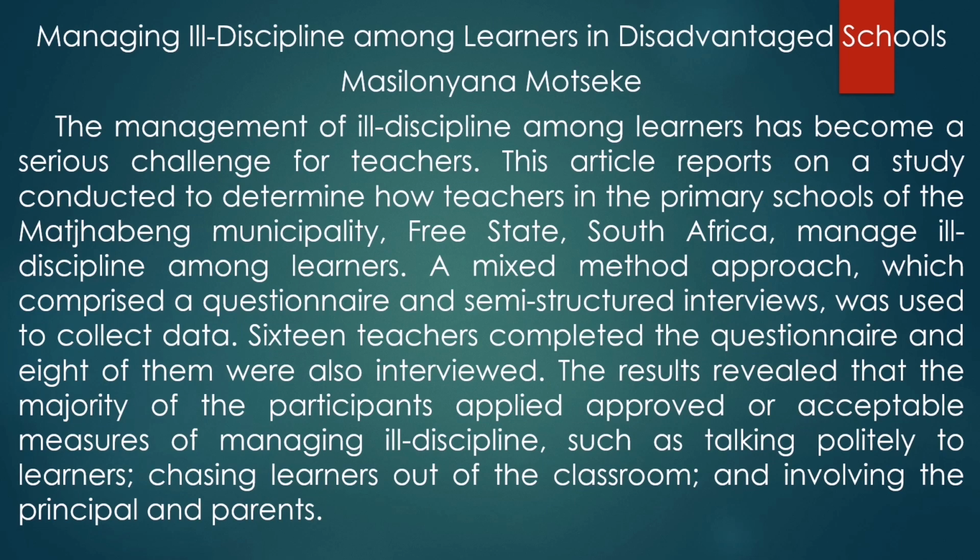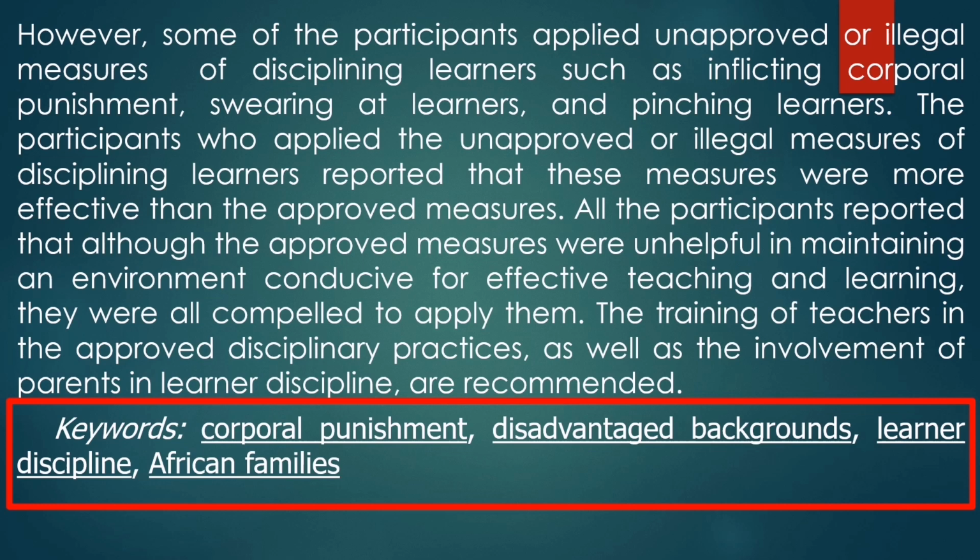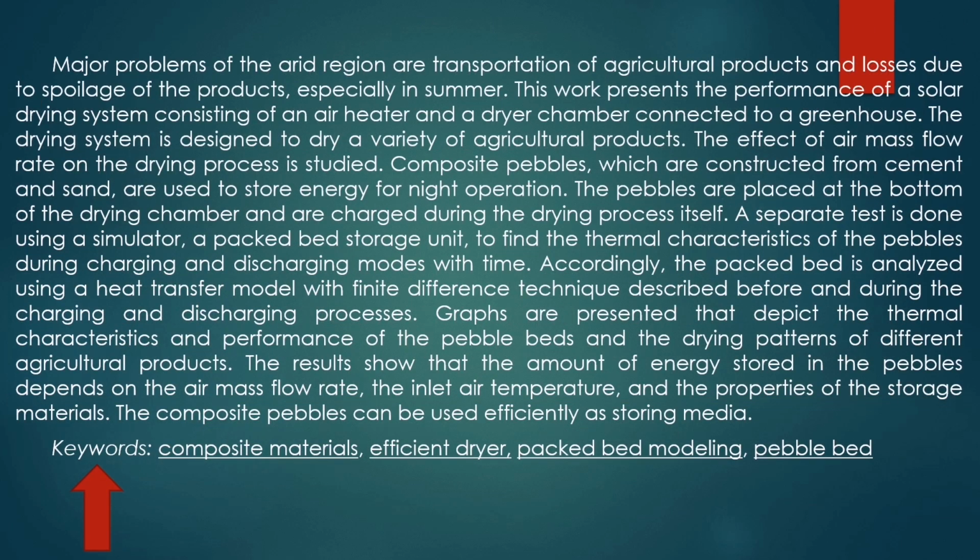So this is the whole abstract of the research work entitled Managing Ill Discipline Among Learners in Disadvantaged Schools. Below the abstract, you find here the keywords. The keywords the author included are corporal punishment, disadvantaged background, learner discipline, and African families. Here is another sample of keywords of an abstract.